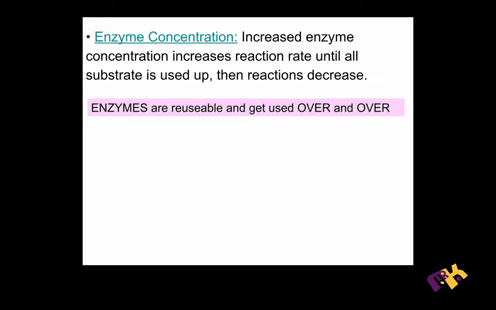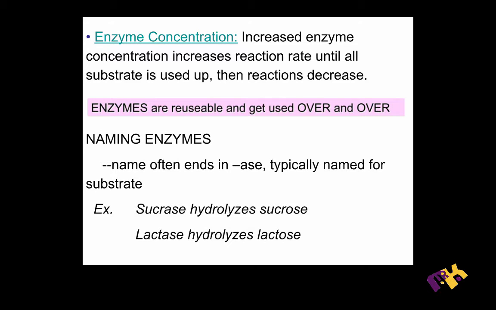But that's why we still have to emphasize the fact that enzymes do not get used up through most of the chemical processes. To name them, this is something that we could probably mention earlier, but we'll mention it now. If you want to know if the name that you're looking at is a name of an enzyme, just look for ASE on the end. So like for sucrose, to break down sucrose, we use sucrase. To break down lactose, we use lactase.